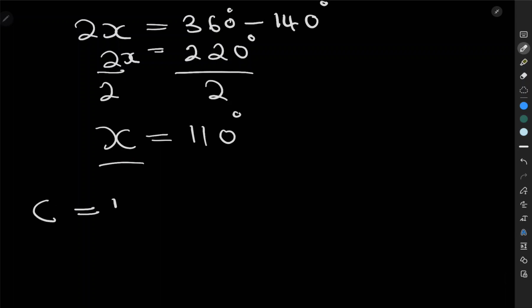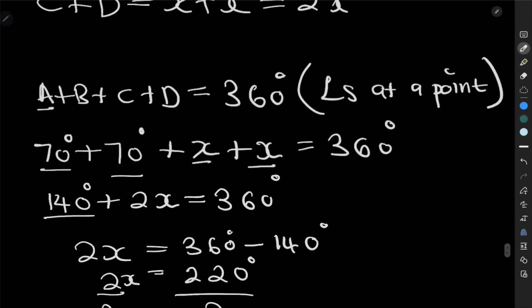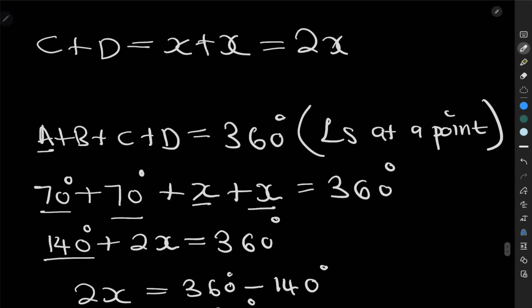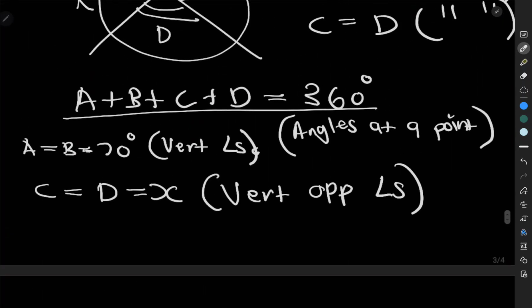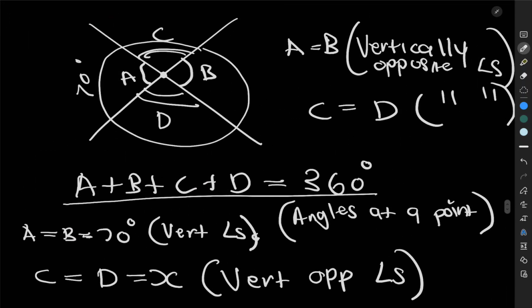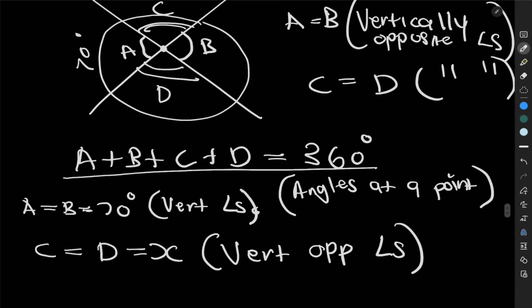Okay, so now that we found the value of x, we can substitute it back, and we know that C is equal to D, it's equal to x, and obviously x is equal to 110. So we're able to find the value of C and D using this theory of angles at a point. So that's another question that you can find.